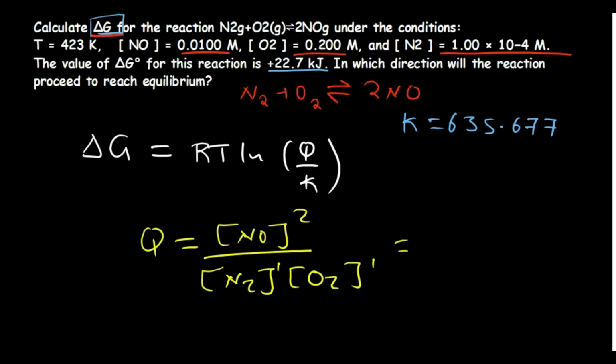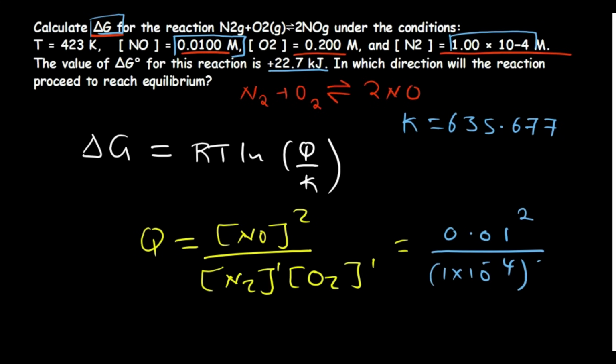So for NO, which is a product, the concentration is 0.01 to the power 2, divided by nitrogen, which is 1 times 10 to the power negative 4, multiplied by 0.2 for oxygen. Okay, feel free to grab your calculator and try to make the calculations.